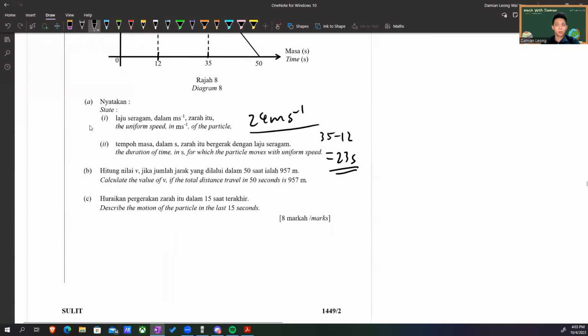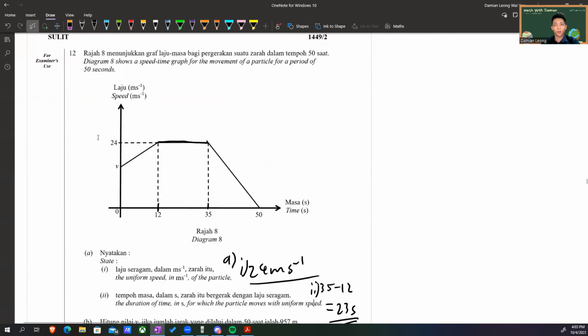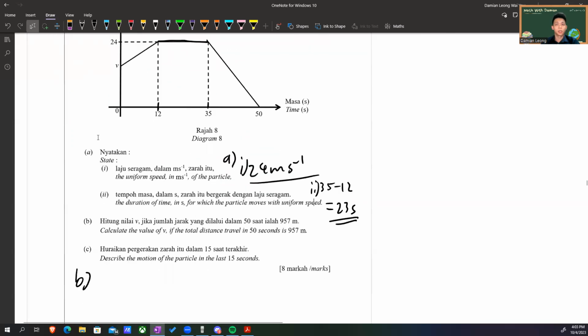Part B, calculate the value of V if the total distance traveled in 50 seconds is 957 meters.